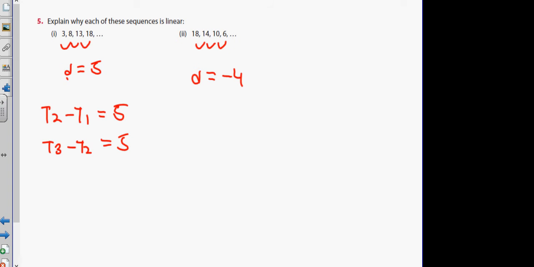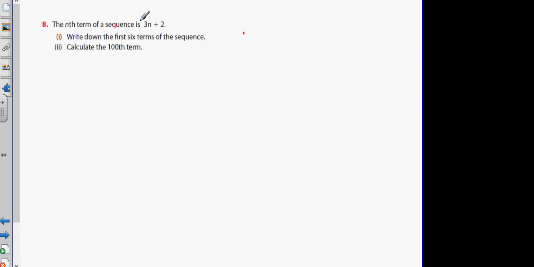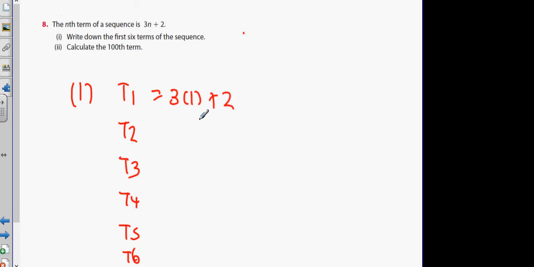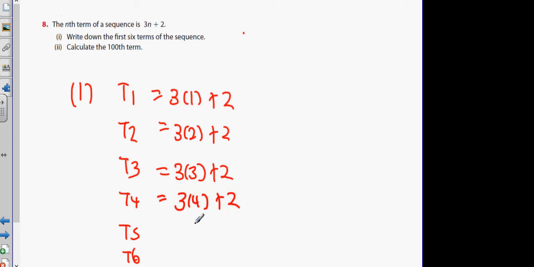Now, the nth term of a sequence is 3n + 2. Write down the first 6 terms of the sequence. Everybody know how to do this? How do you do this, guys? 3 bracket 1 plus 2. 3 bracket 2 plus 2. 3 bracket 3 plus 2. 3 bracket 4 plus 2. 3 bracket 5 plus 2. And then finally 3 bracket 6 plus 2.